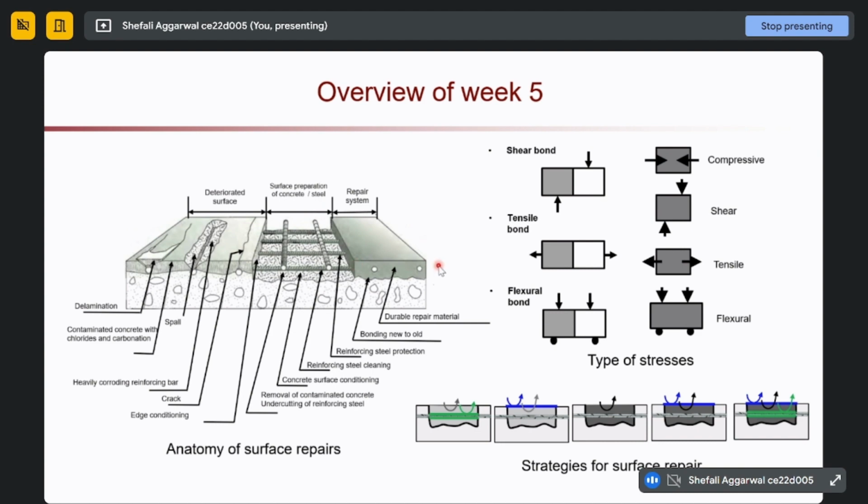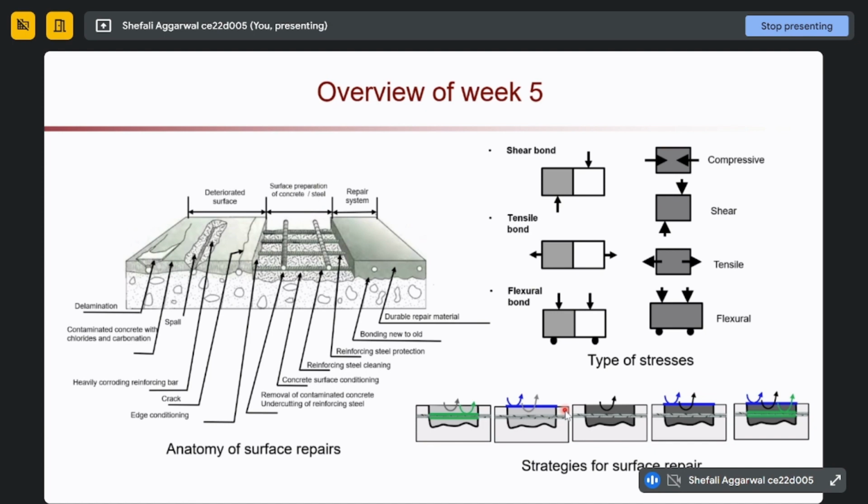After that, you might have studied different surface repair types, the general procedure of surface repair, and the different types of stresses. These are the stresses between old and new material. Mostly old and new material have a shear bond problem, or tensile bond problem, or pressure bond problem. And these are the different types of stresses which a new material will face within the new material itself.